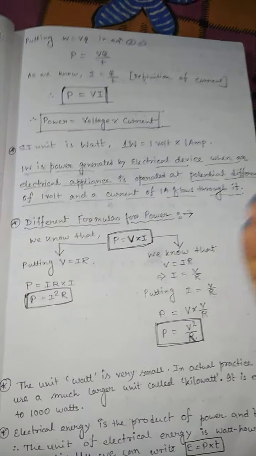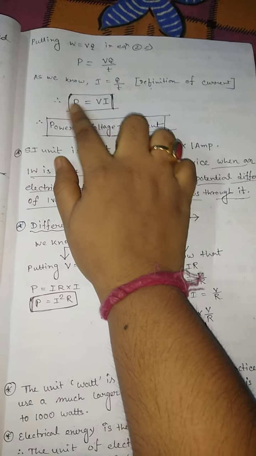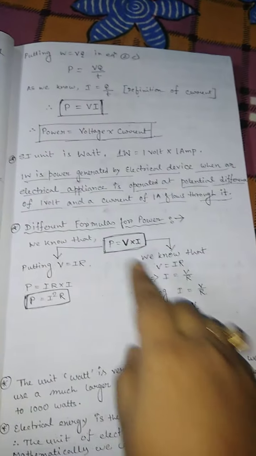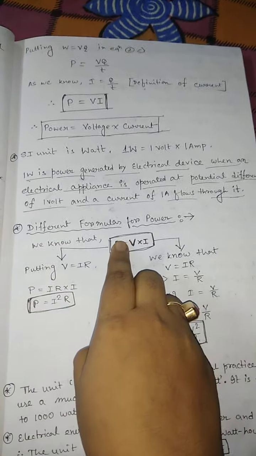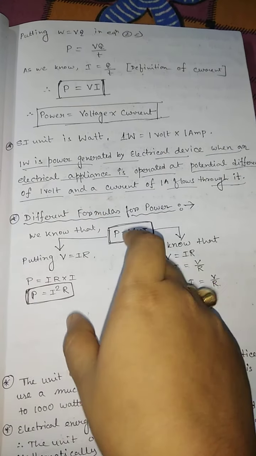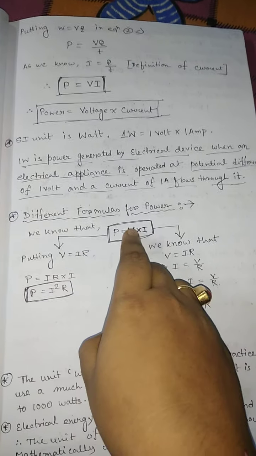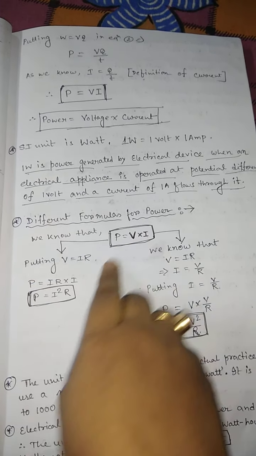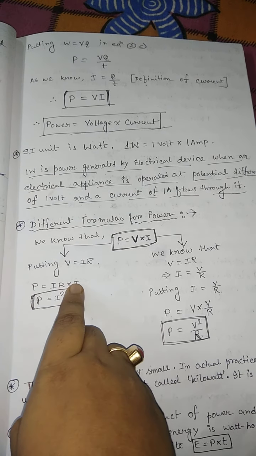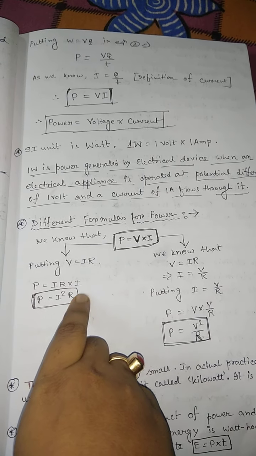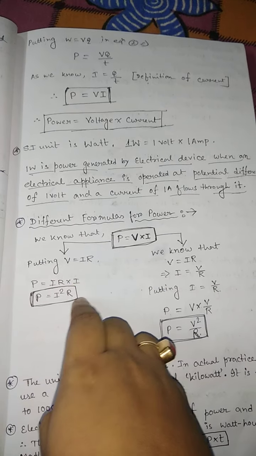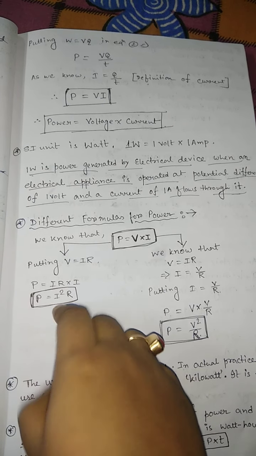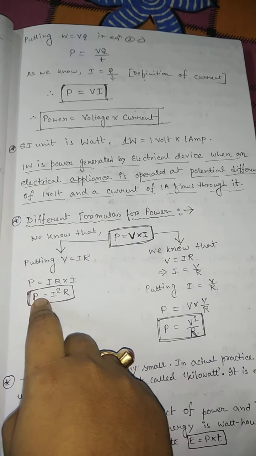Now the different forms of power. Normally the main equation is P equals V into I. Now from Ohm's law, we know that V equals I into R. In place of V, if we write I into R, this expression can be written as P equals I square into R. So this is another form. In any numerical, if resistance and current are given, you calculate the power using this formula.